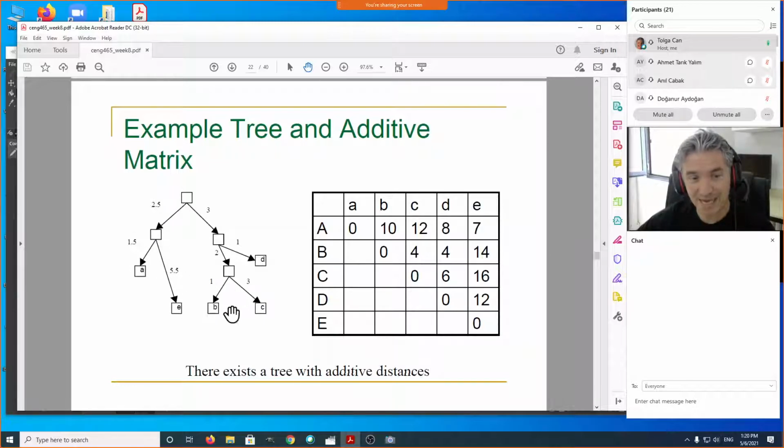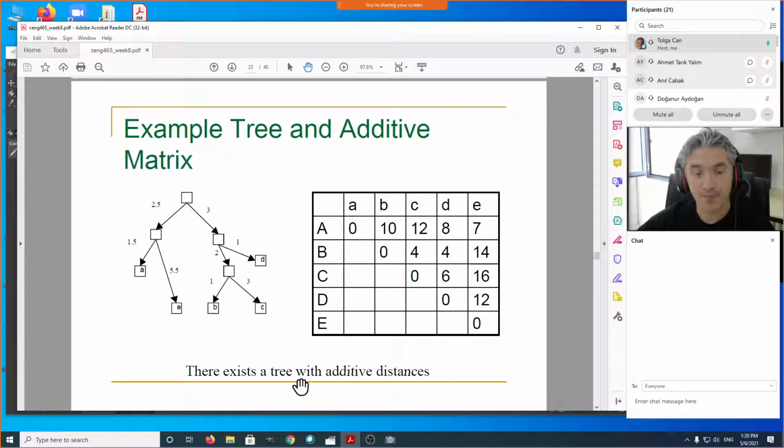So pick any two leaf nodes and compute the tree path distance between them. For example, between B and C, it's 4. Between B and D, it's also 4. They are not in the same branch, but if you look at the distance between B and D, 1, 3, and 4, it's also 4.